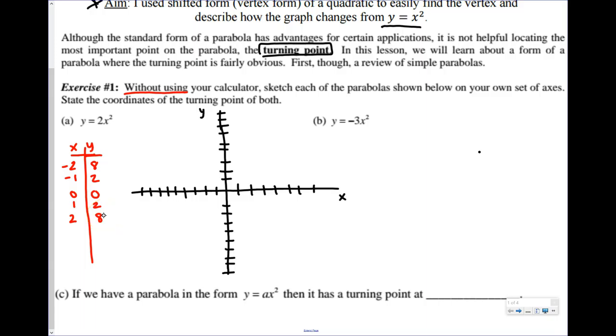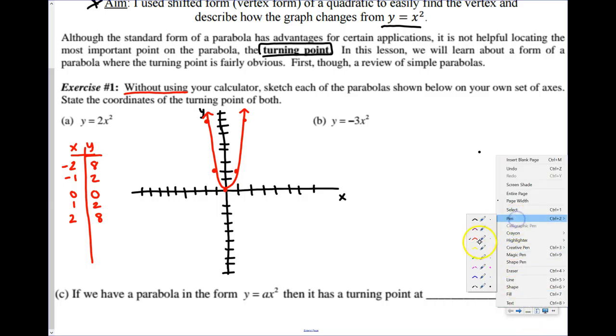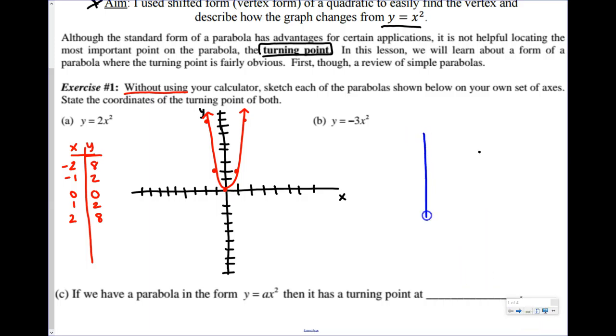Okay? So I'm going to plot these points: -2, 8, then -1, 2, then 0, 0, and then 1, 2, and 2, 8. Okay, this gives me this graph here. Alright, now I'm going to graph the other one. I'm going to make a table and graph -3x squared.